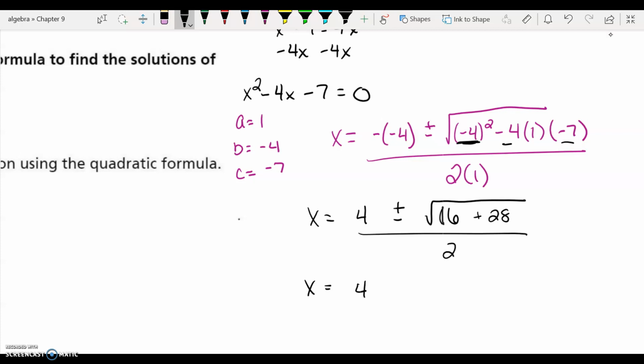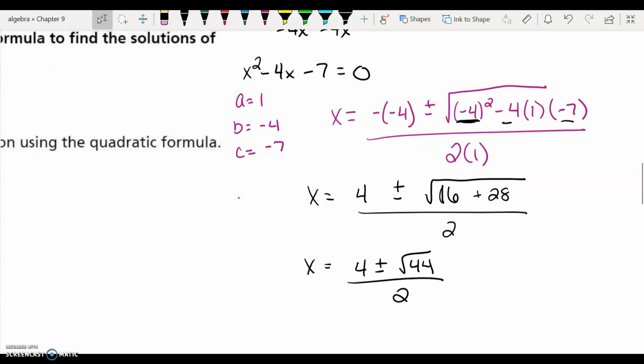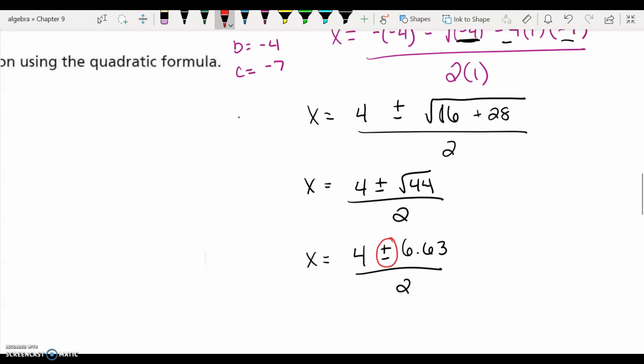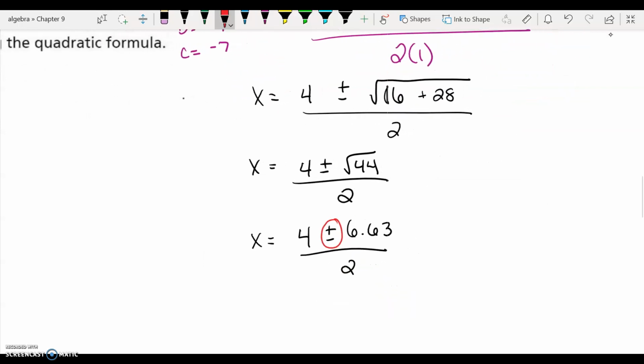Simplify some more. So now what I want you to do on your calculator, type in the square root of 44. You get a decimal. Go ahead and write that decimal. So it's 6.63 divided by 2. From there, you're trying to find a plus or minus button on your calculator. You're not going to have that. So what that means is we're going to split it into two things. We're going to split it into 4 plus 6.63 divided by 2 and 4 minus 6.63 divided by 2. And that's how you get your two answers.